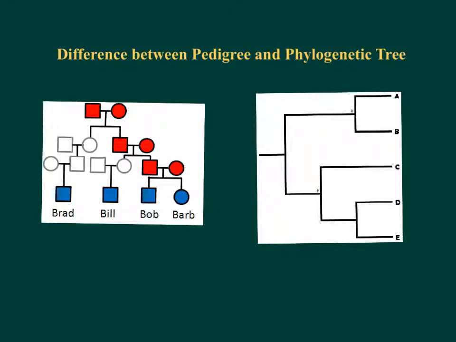First, I'd like to note the difference between a pedigree, which is the image on the left, and a phylogenetic tree. In a pedigree, we focus mostly on individuals, whereas in a phylogenetic tree, we mostly focus on the currently existing species and their common ancestors. The phylogenetic tree is essentially learning about evolutionary history amongst these species.